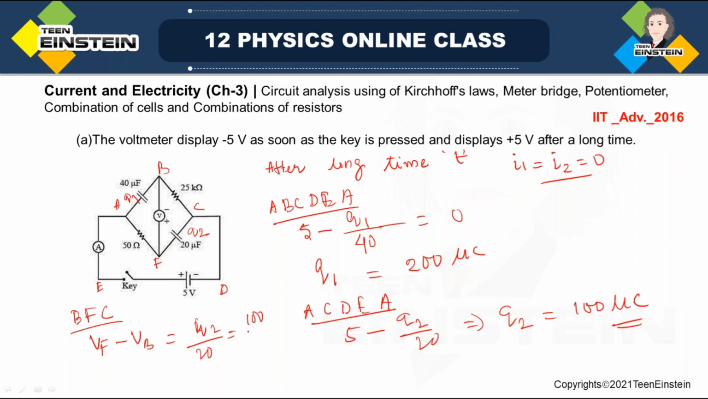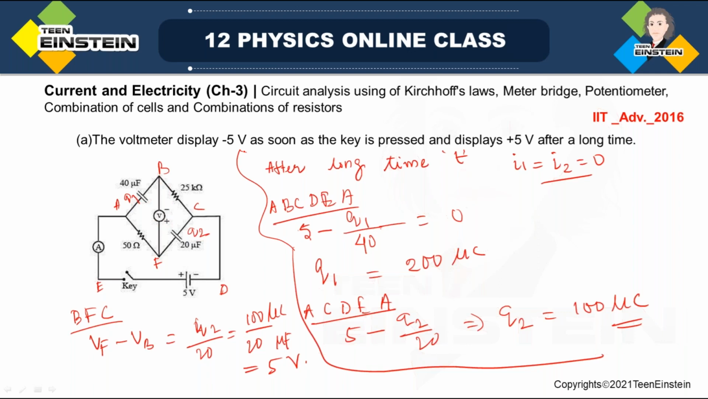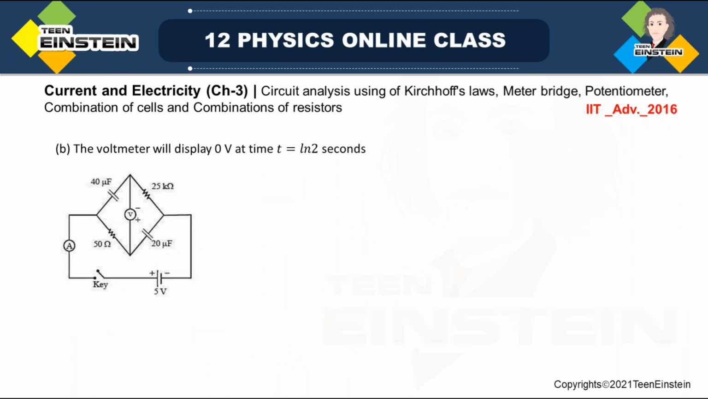So this is 100, 100 microcoulomb, divided by 20 microfarad. So this would actually give you 5 volt. Okay, so that's how we can see that after a long time, as the currents are zero, the voltage across this, like the voltage shown by the voltmeter, will be 5 volt only. Okay, so this is how we can solve this problem. First part. Second part, we'll see how to solve it.